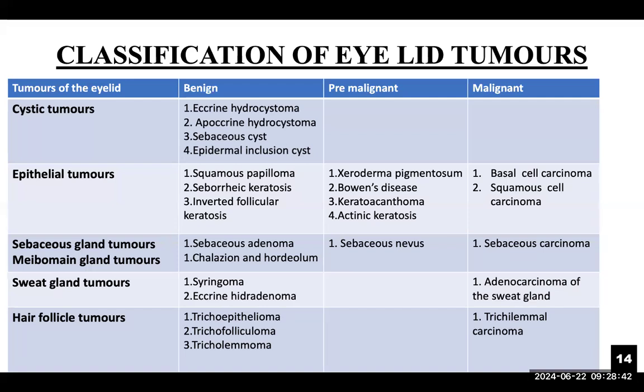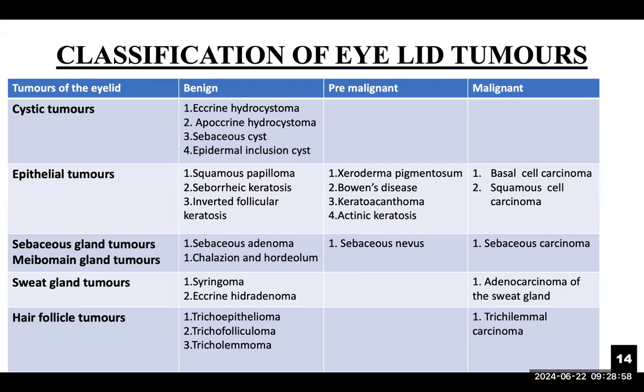arising from the glandular epithelium that lines the eccrine sweat gland. So the malignant sweat gland tumor is adenocarcinoma of the sweat glands. So the hair follicle lesions are usually benign. They are trichoepithelioma, trichofolliculoma, and tricholemoma.